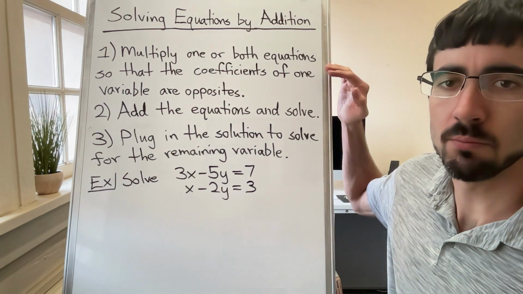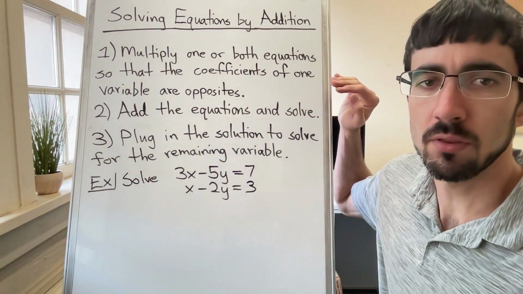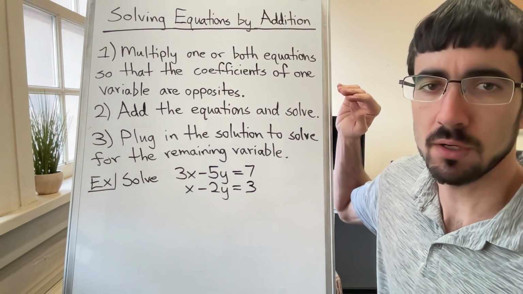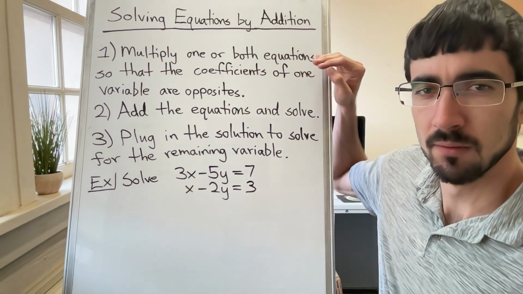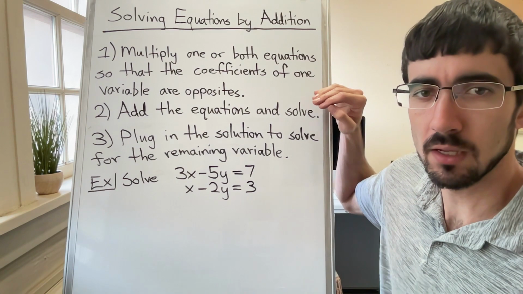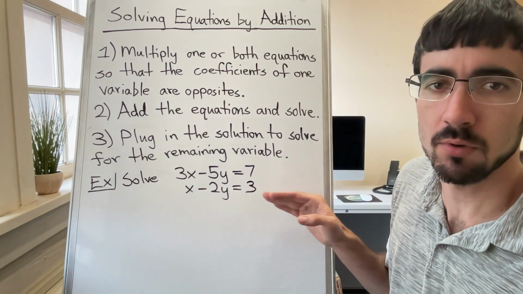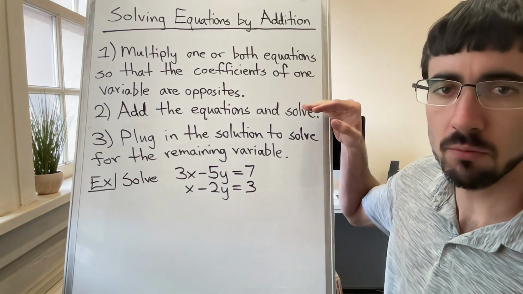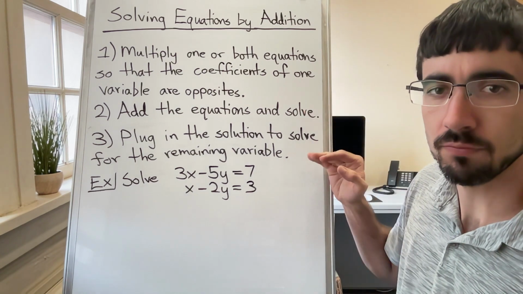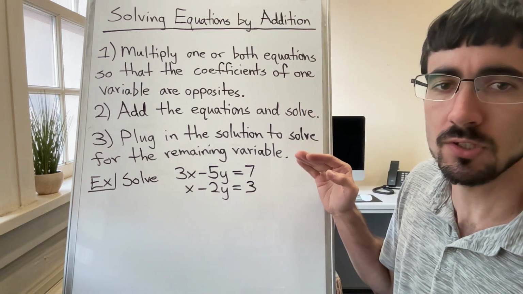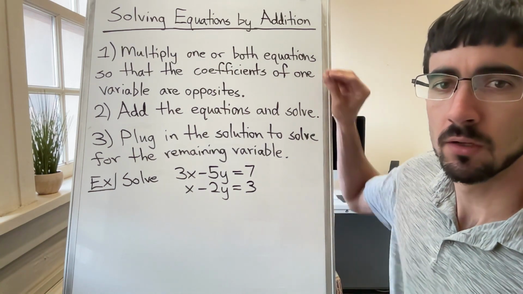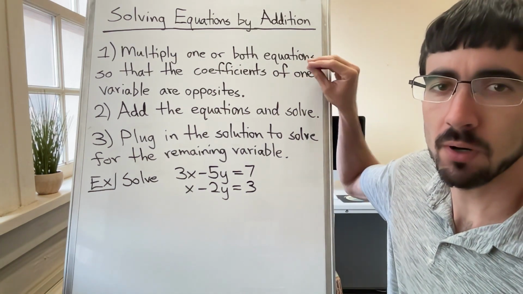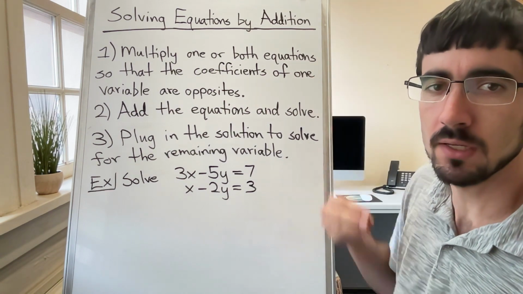First, we're going to multiply one or both equations by some number so that the coefficients of one variable are opposites. This is really important, and I want to illustrate it with this example as we go on. Second, we'll add the equations and solve. Third, we'll plug in the solution to solve for the remaining variable. So solving equations by addition really depends on setting up the problem correctly, and that's what step one is about.